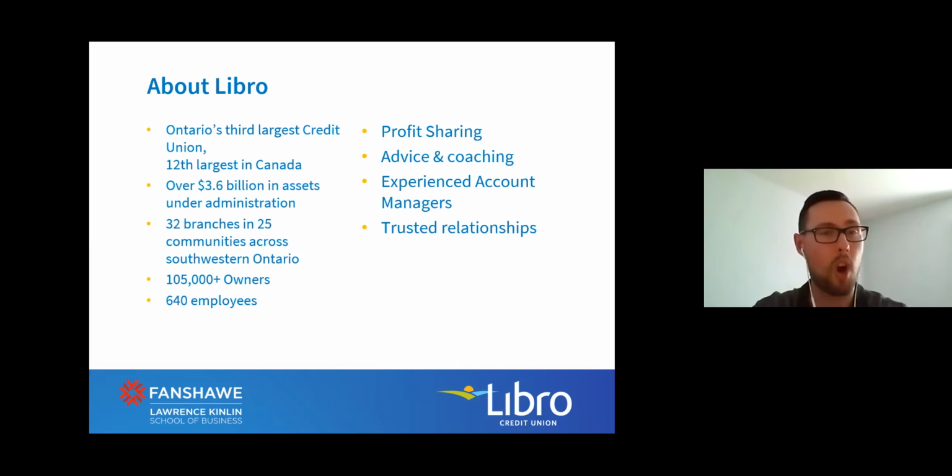And the kind of little differences that we have in terms of our structure is at a credit union, you get profit sharing, meaning for every $1,000 you have with Libro, you get about 95 cents back each year. And that little profit share goes into an M-Share account. You get more personalized advice and coaching. You get experienced account managers and trusted relationships.